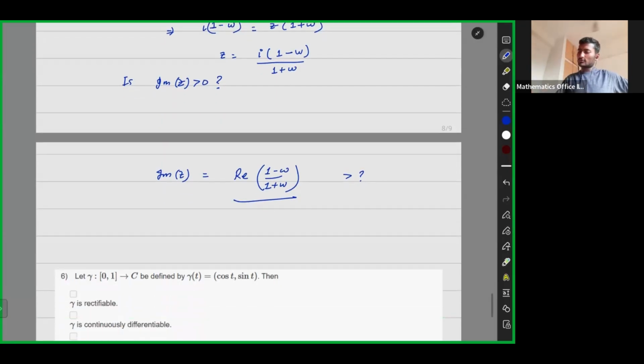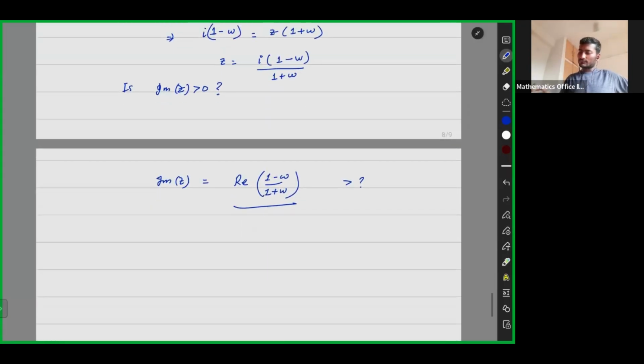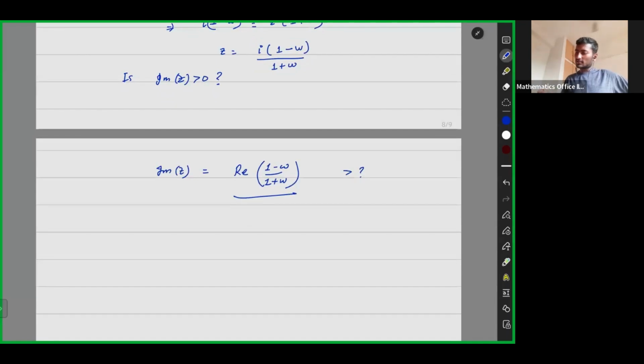So we are going to do a little trick here. In multiplying by 1 plus w bar in the numerator and denominator, the denominator actually becomes real. So 1 minus w by 1 plus w, times 1 plus w whole bar, is equal to modulus of 1 plus w whole square in the denominator. Sorry, we are multiplying by the bar, so we have to write everything out.